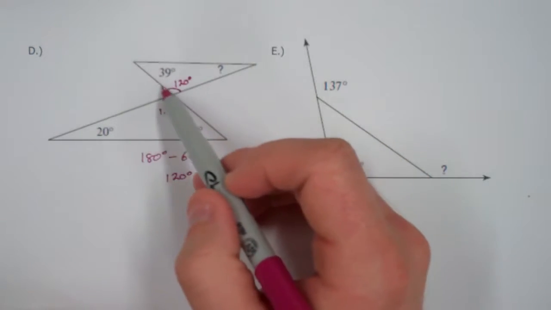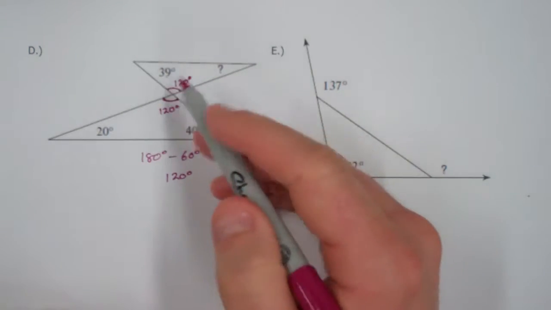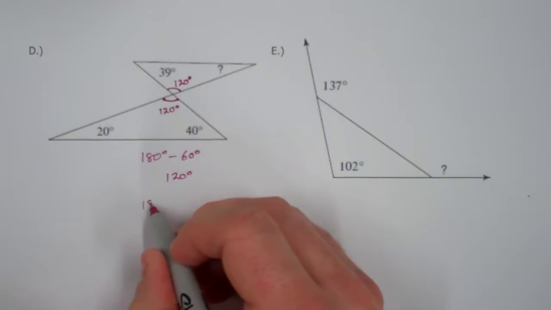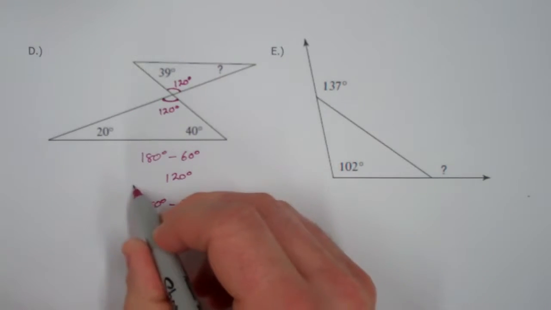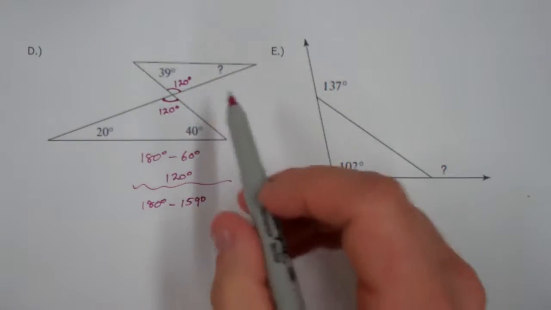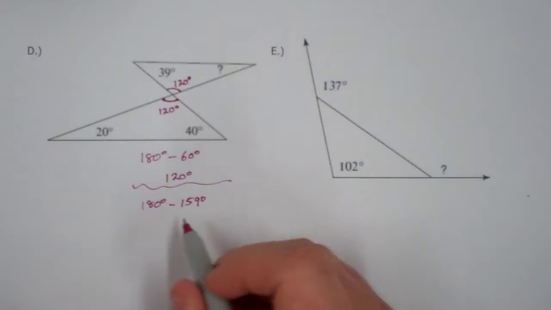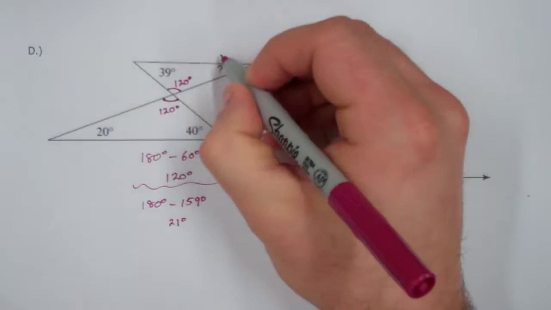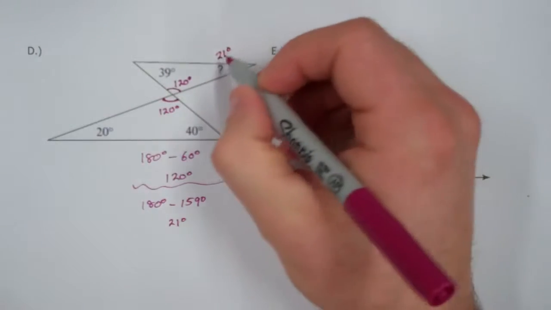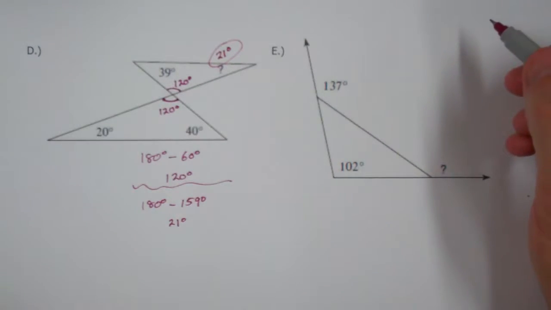Now we know for this little triangle here that 120 and 39 is 159. So this is a different part of this problem, and all we're going to need to do is subtract that from 180, and that gives us 21 degrees. So this angle here, this question mark, must be 21 degrees.